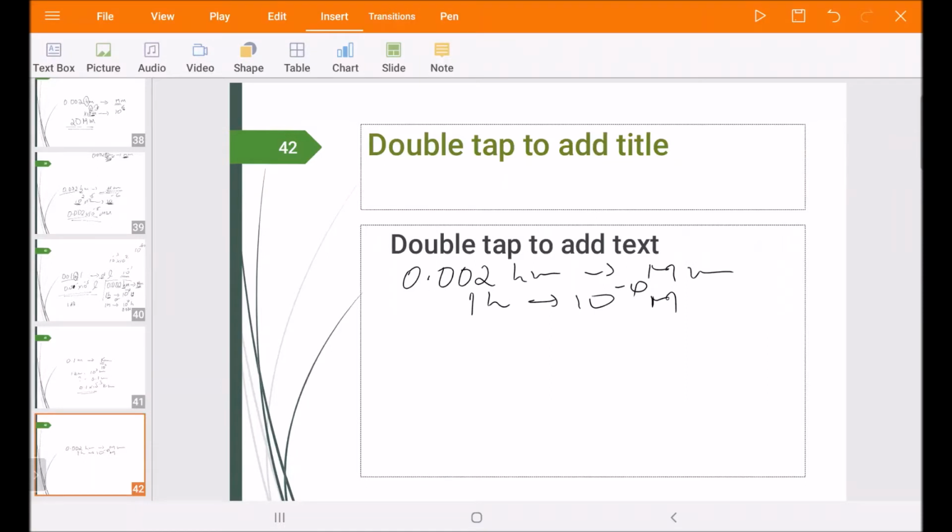In other words, you can also express this as 1 mega meter equals 10 to the power of 4 hectometer.